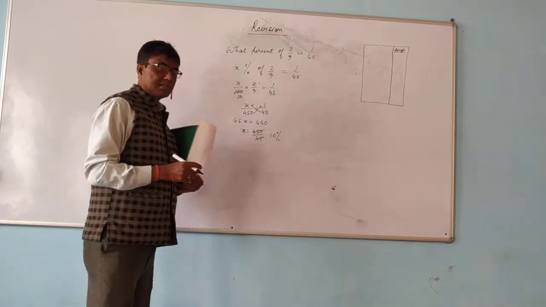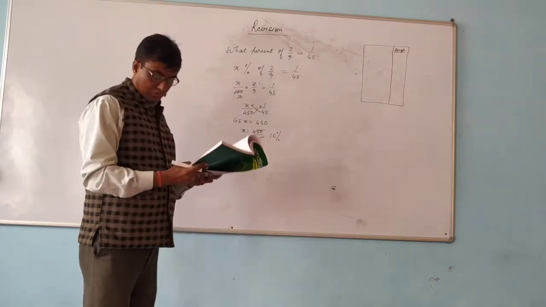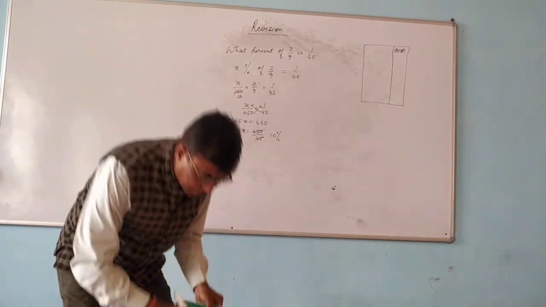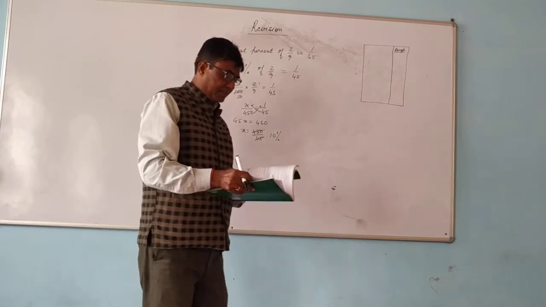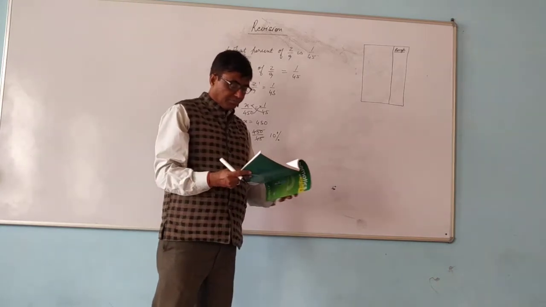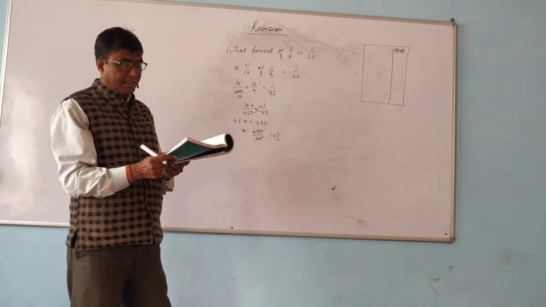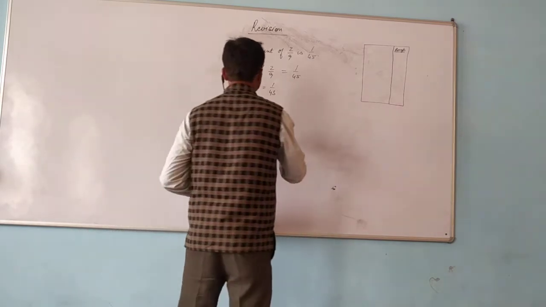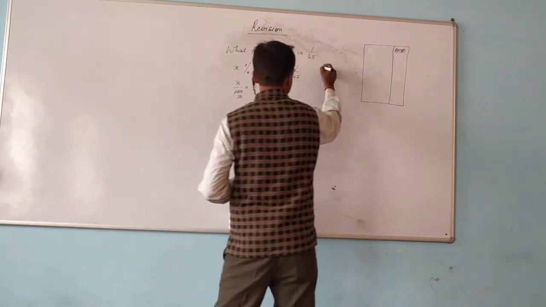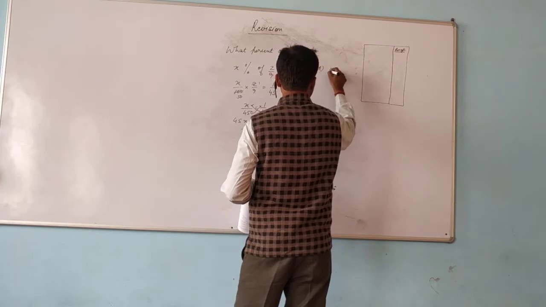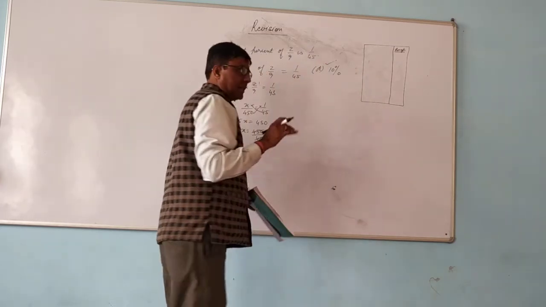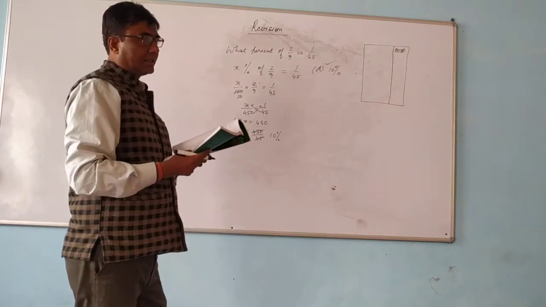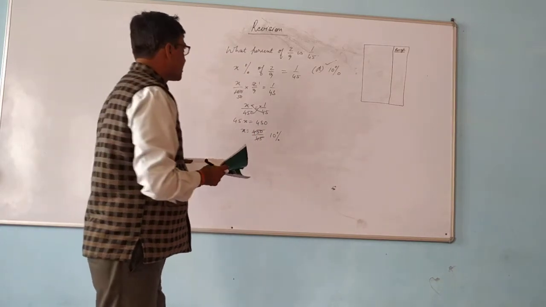Now what is the answer? See, the options are given here: 2.5%, 5%, 7.5% and 10%. So your correct option is what? Your correct option is D, that is 10%. So we just take it. But in the examination, don't tick it. We have to choose the correct answer.